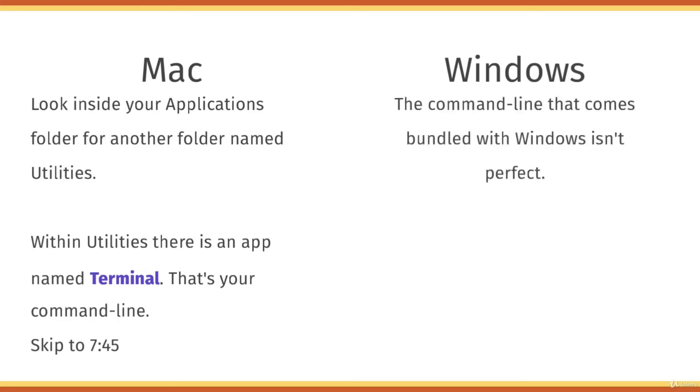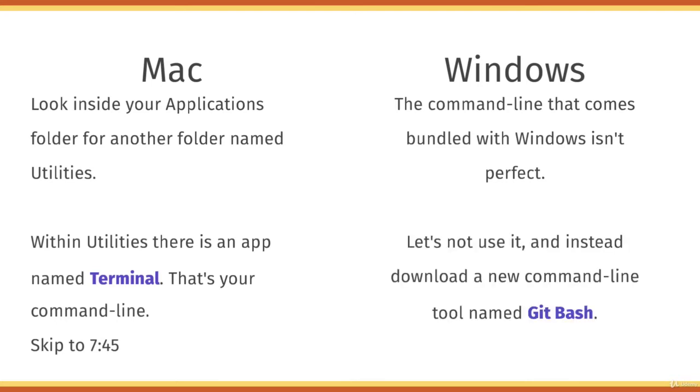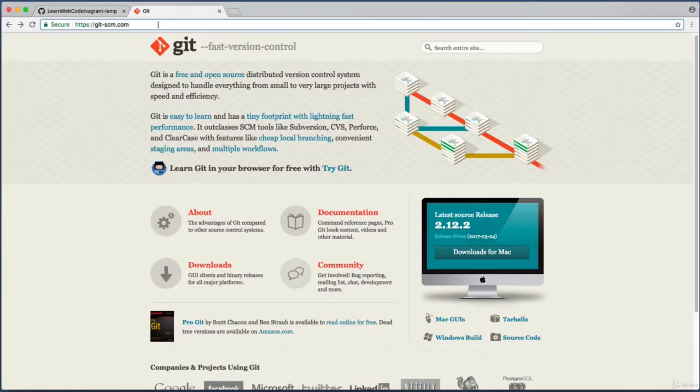Now it's a bit different if you're on Windows. The command line that comes bundled with Windows is not perfectly suited for web development. So I recommend not using it and instead downloading another command line tool named Git Bash. It's free, it's lightweight, and it has every feature that we could wish for. So you might be wondering, how do I download and install Git Bash? Well, you just go to the official Git website.